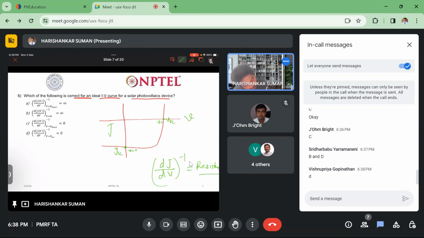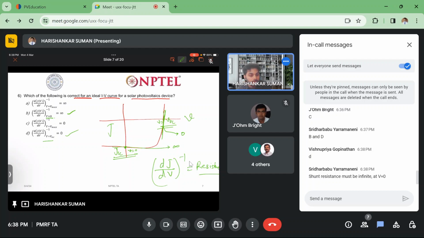So we know this side is shunt resistance. Shunt resistance should be infinite and series resistance should be 0. So which option has, at V equal to 0, infinite, and at V equal to V_OC, equal to 0? Okay, clear to you?